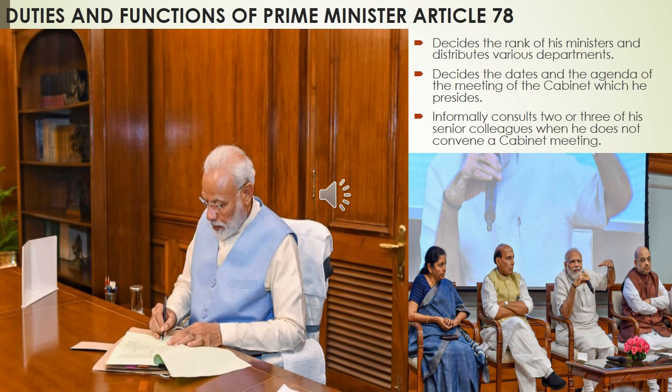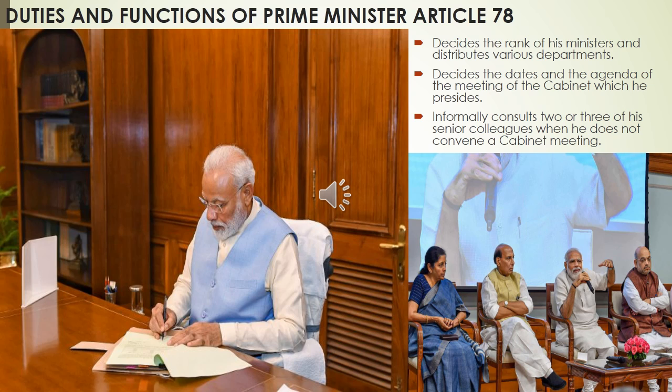The Prime Minister informally consults 2 or 3 of his senior colleagues when he does not convene a cabinet meeting. A colleague means a person who works with you. So when he is unable to arrange a meeting, or is in a critical situation, or sometimes is in a foreign country, he discusses with his senior colleagues.